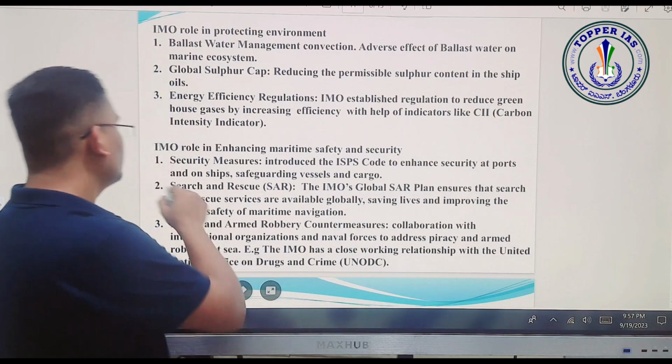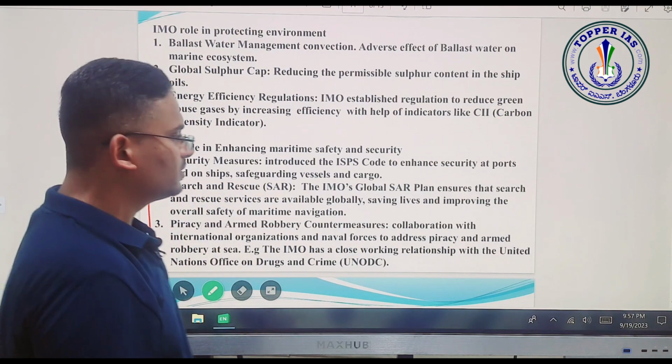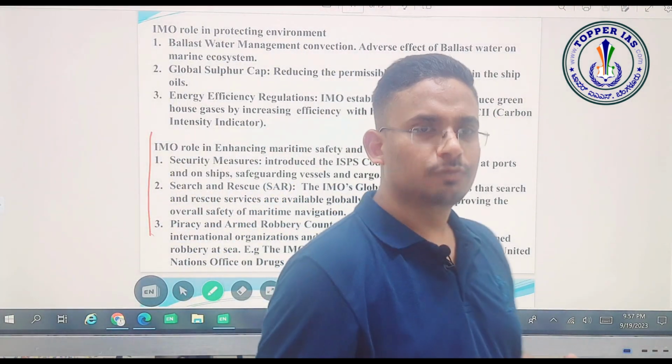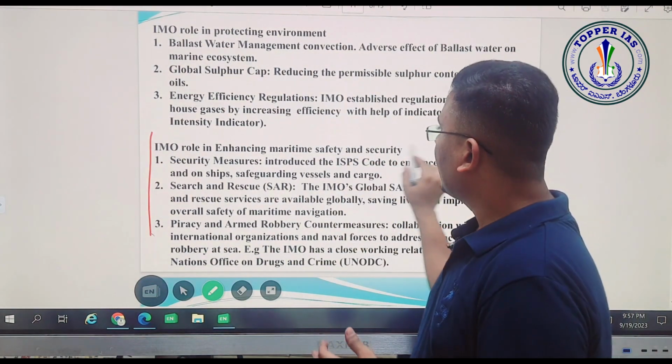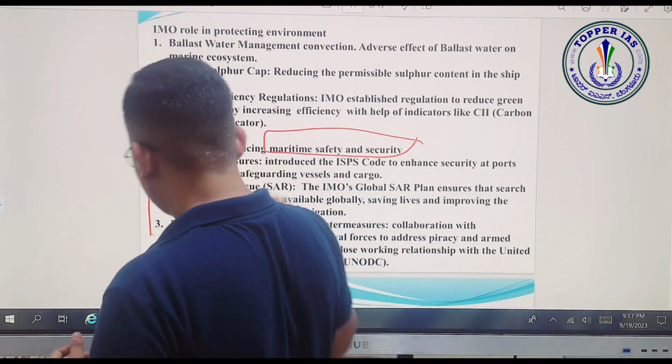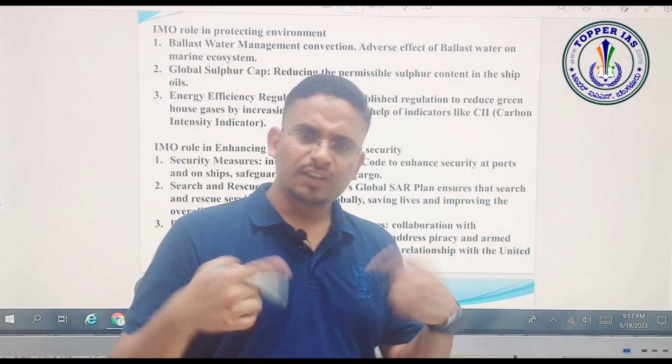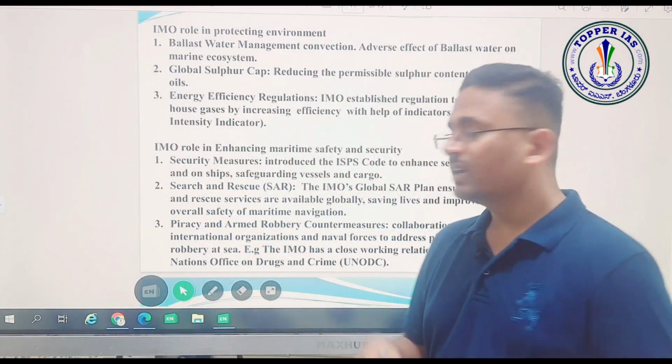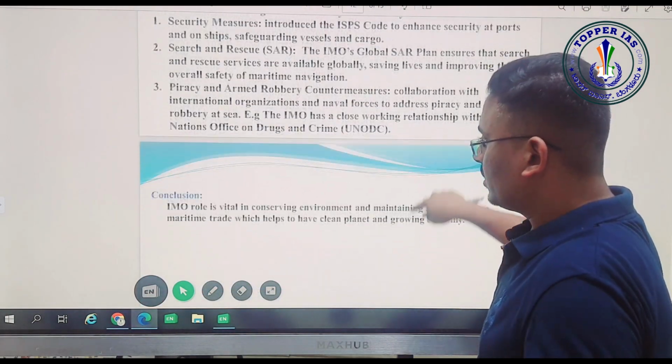these are some conventions, codes, and regulations that IMO has always focused on in order to enhance maritime security. I hope if you go through this PDF, you will be in a position to understand. If any doubt is left, you can always comment in the comment box.